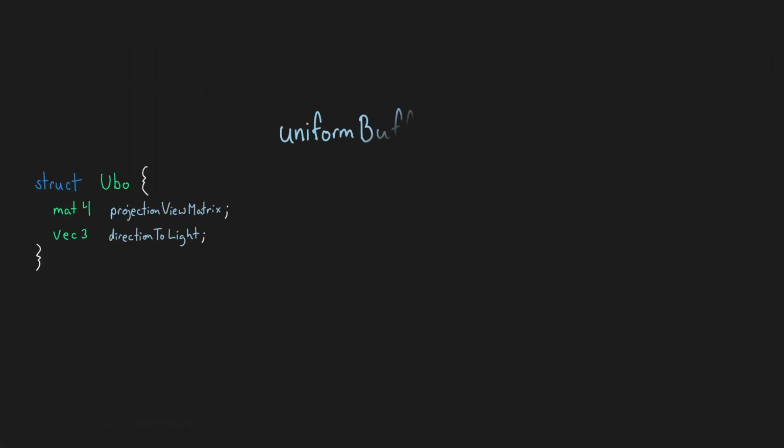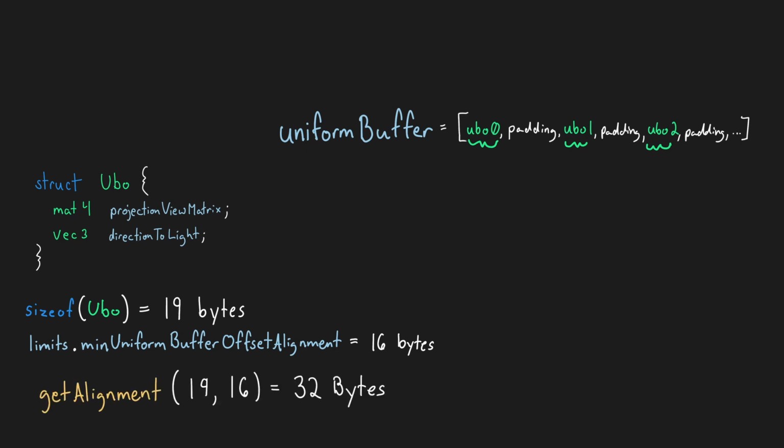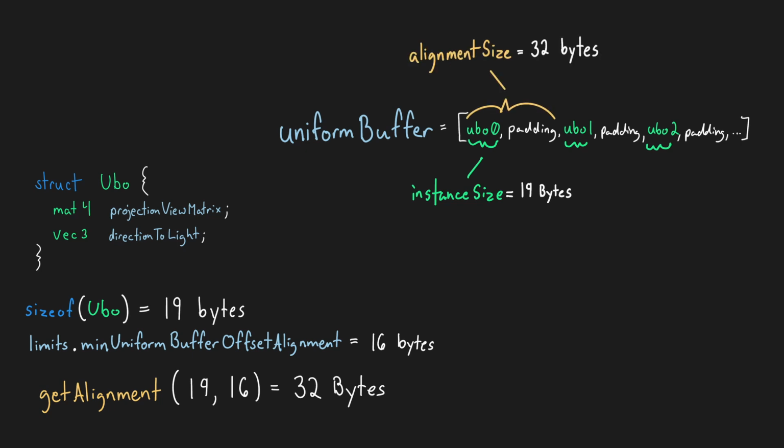Okay, that may have all been a bit confusing. So, for example, if an instance of a uniform buffer object is 19 bytes, and the minimum offset alignment for uniforms is 16 bytes for your device, then to pack multiple uniforms into a single buffer object, we need to have an additional 13 bytes of padding. So in that case, the instance size will be 19 bytes, and the alignment size will be 32 bytes, the smallest integer multiple of 16 that fits an instance.